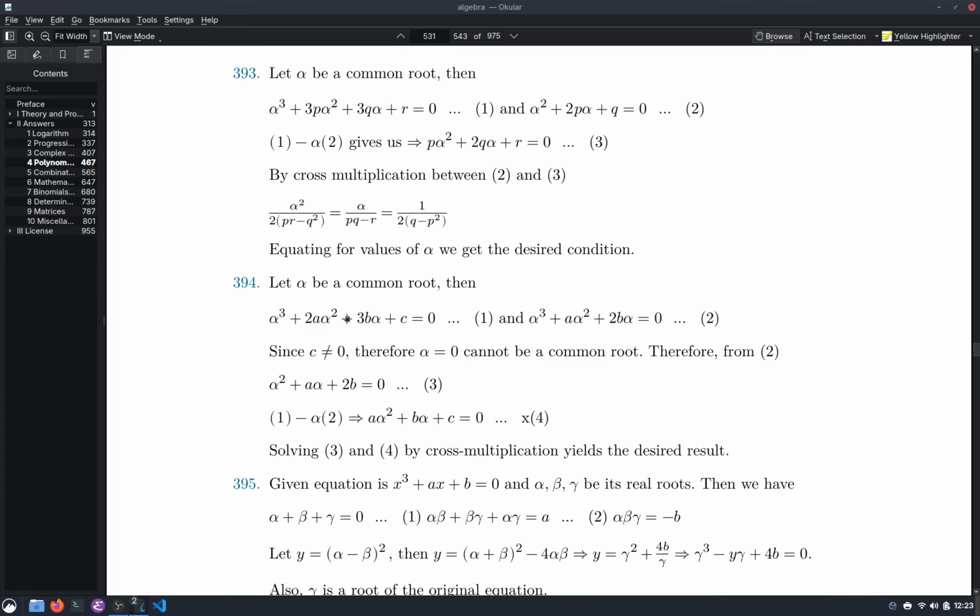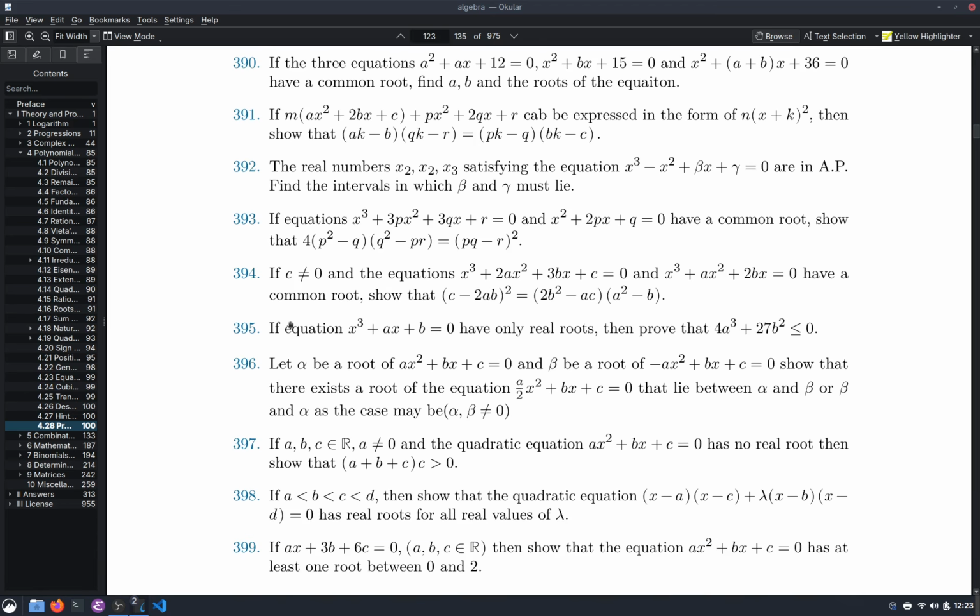Now what we do is we take the first minus alpha into the third. We get a alpha square plus b alpha plus c is equal to 0. And from the third and fourth, we do cross multiplication, and that will give us our desired result. So there are quite a few typing mistakes here. There shouldn't be an x.